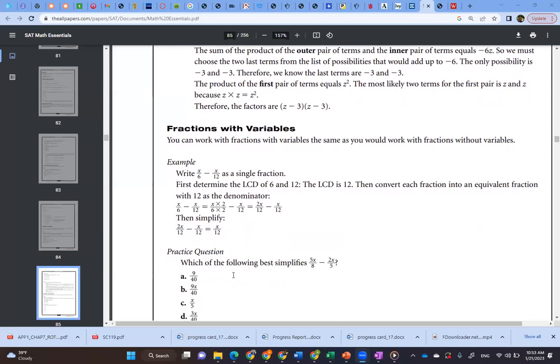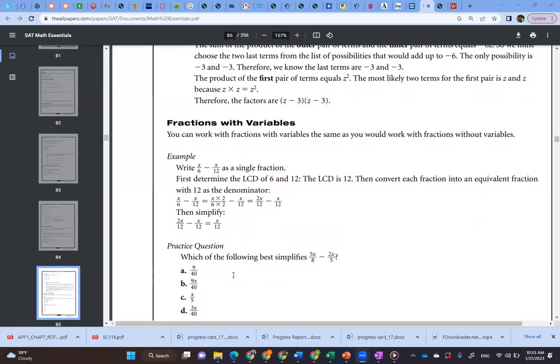So can you do this? Last one, last question for today. Which of the following best simplifies 5x over 8 minus 2x over 5? You have to make the LCD first, least common denominator, and then find the expression.